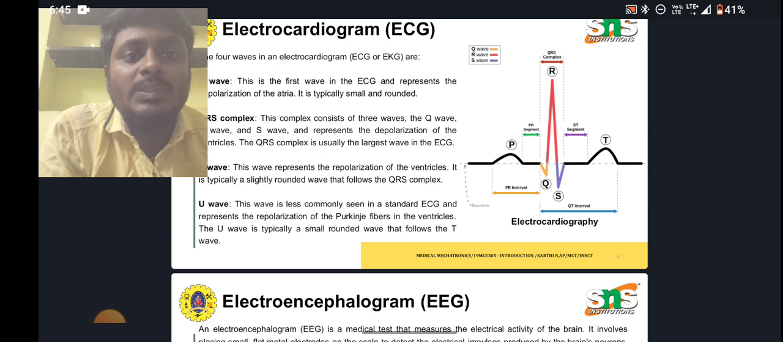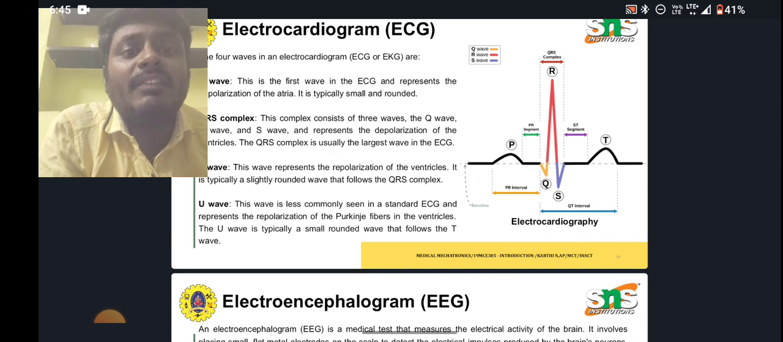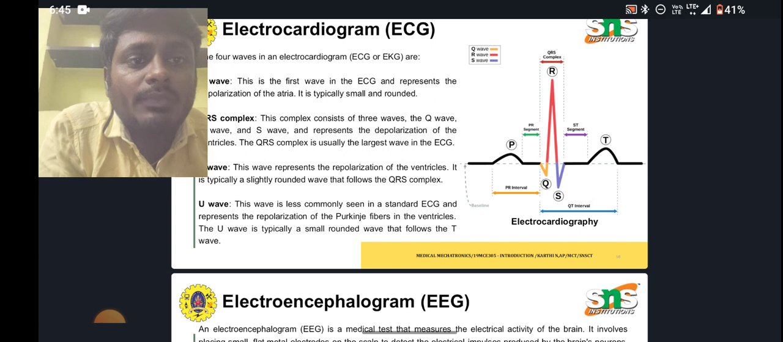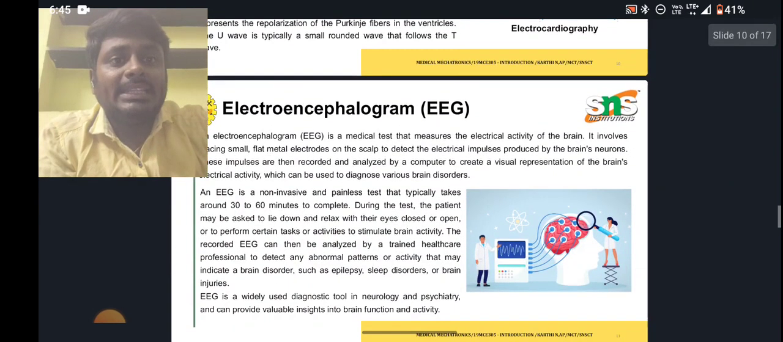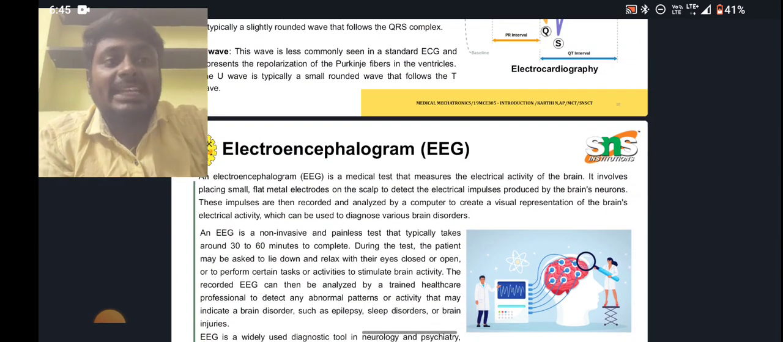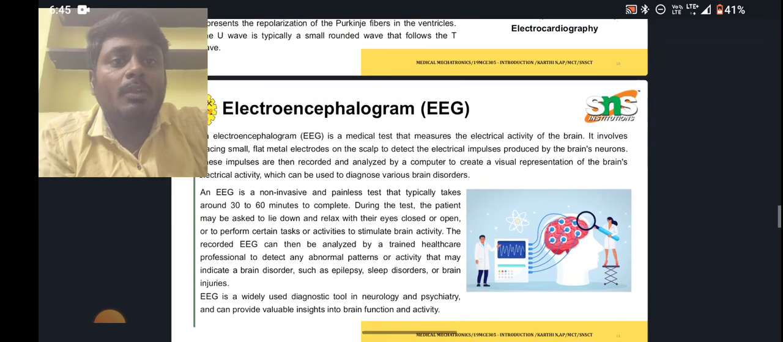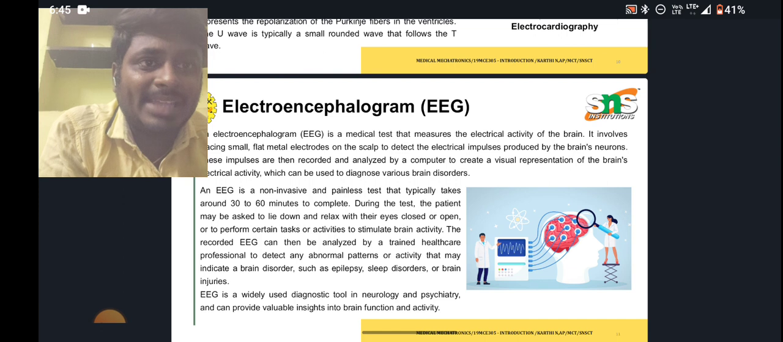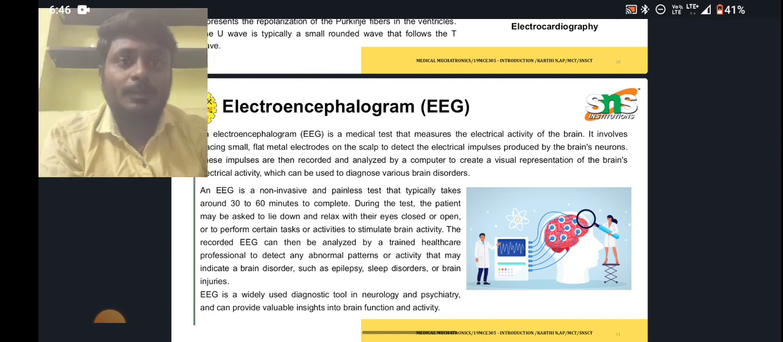And U wave, this wave is less commonly seen in the standard ECG and represents the repolarization of Purkinje fibers in the ventricles. The U wave is typically a small rounded wave that follows the T wave. Next, the EEG is nothing but electroencephalogram that measures the electrical activity of the brain. It involves placing small flat metal electrodes on the scalp to detect the electrical impulses produced by the brain's neurons.